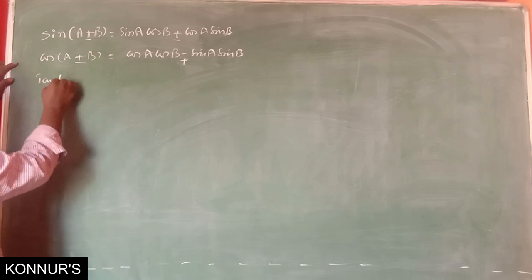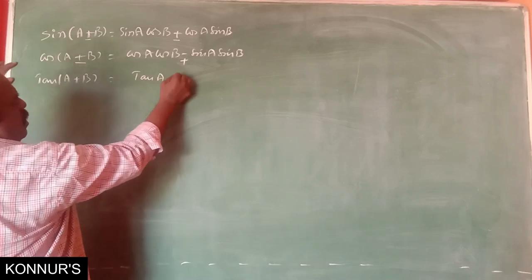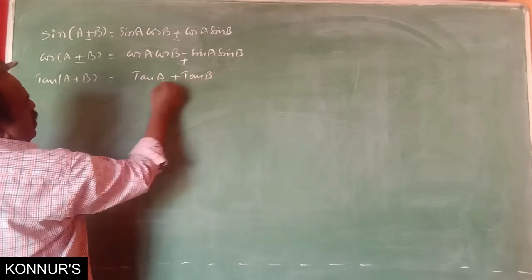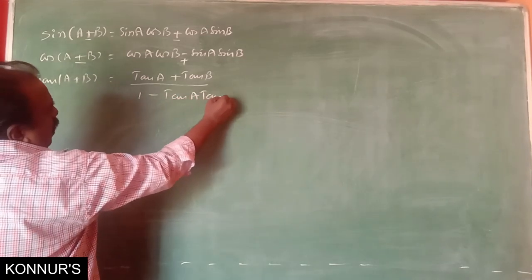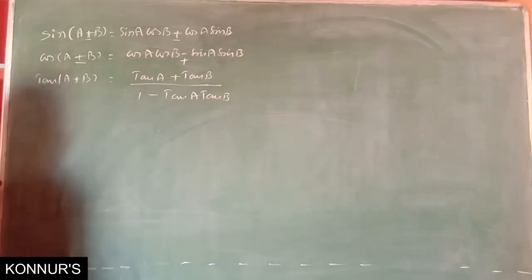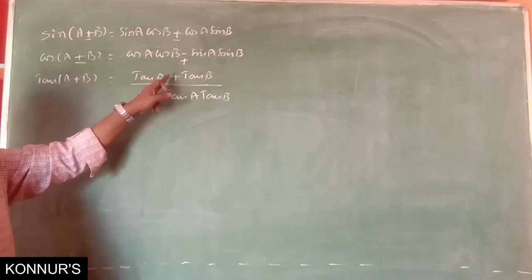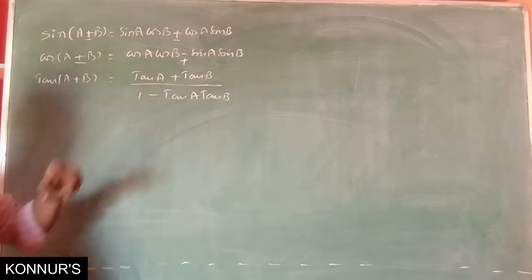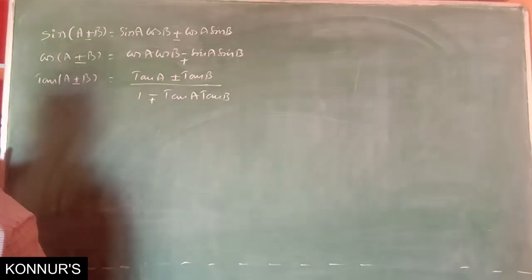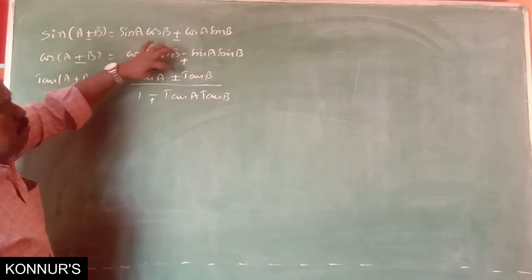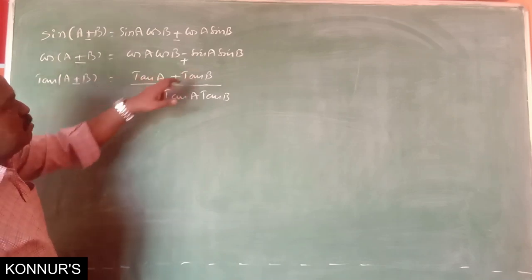Similarly, tan of A plus B is tan A plus tan B by 1 minus tan A tan B. Okay? Right. If A plus B is there, tan A plus tan B: plus is there in the numerator, and in the denominator minus. If minus is there, it is minus by plus. Tan of A minus B is tan A minus tan B by 1 plus tan A tan B.